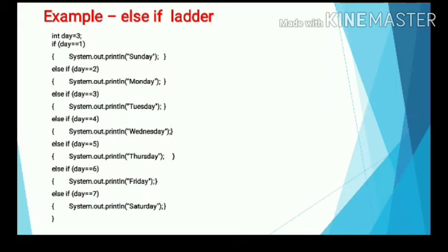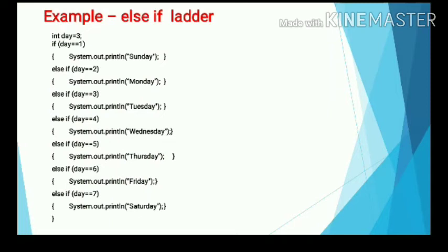In the else part again I am checking day equal to 2. If day equal to 2, then Monday is printed. Otherwise it comes to the else part. Again it checks day is equal to 3. If the condition is true, then it prints Tuesday. Otherwise it checks if day equal to 4. If day equal to 4 is true, then Wednesday is printed.